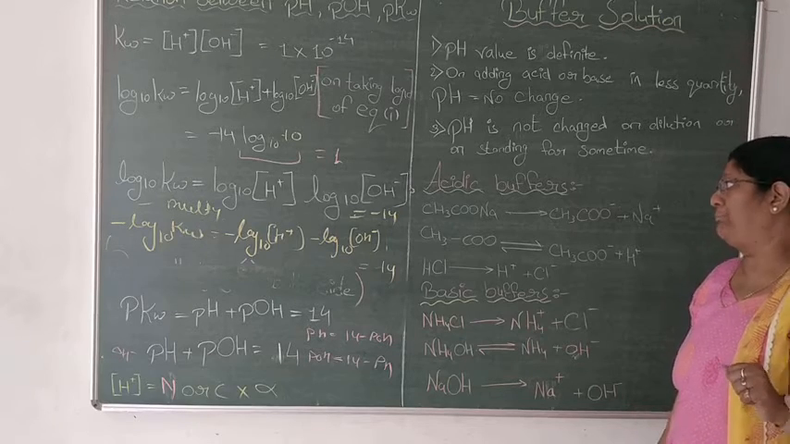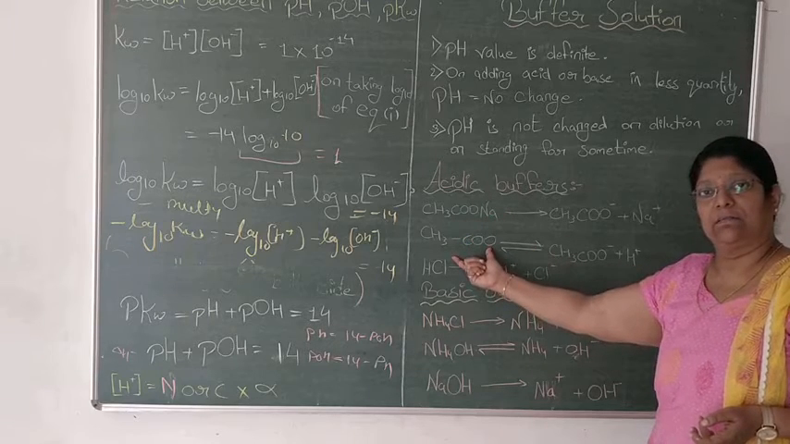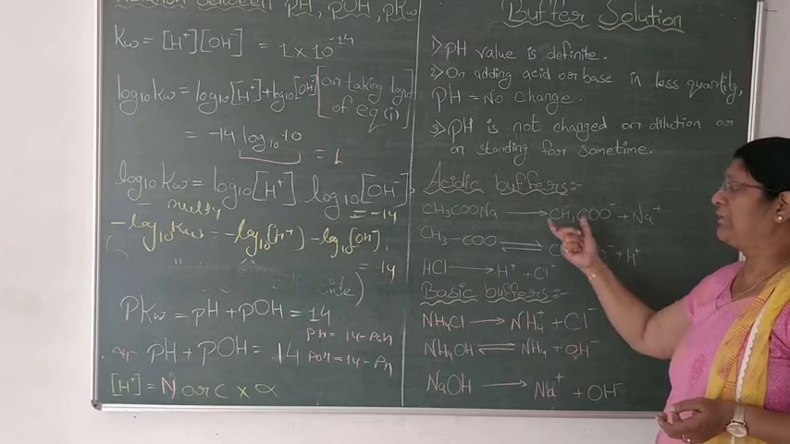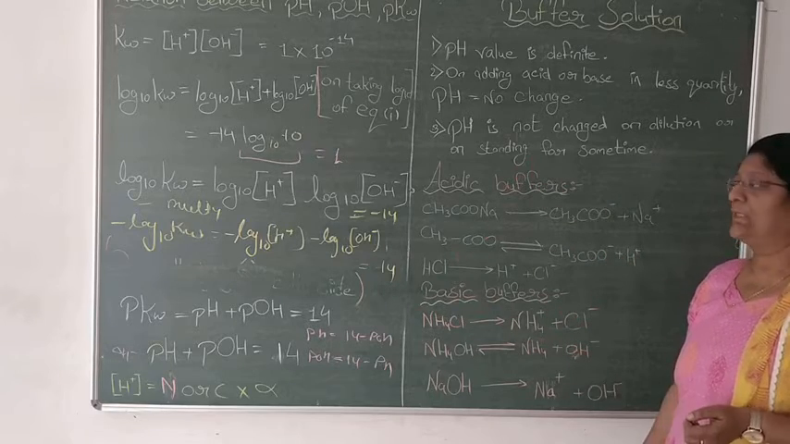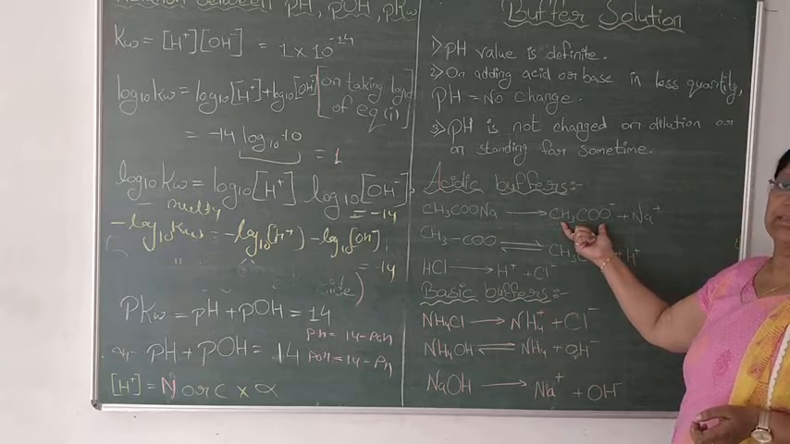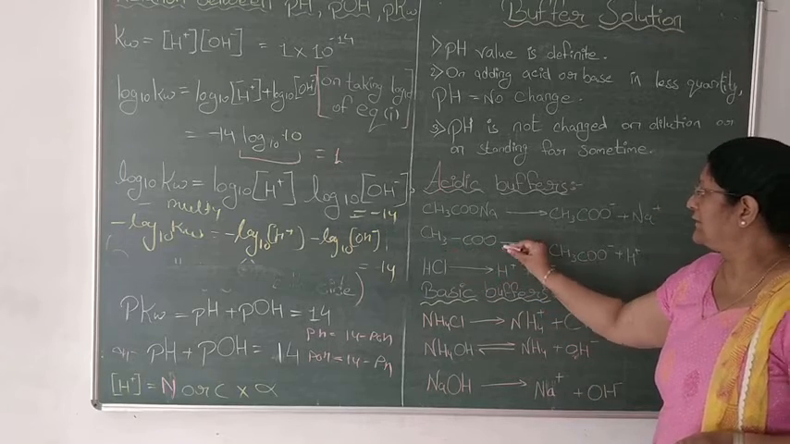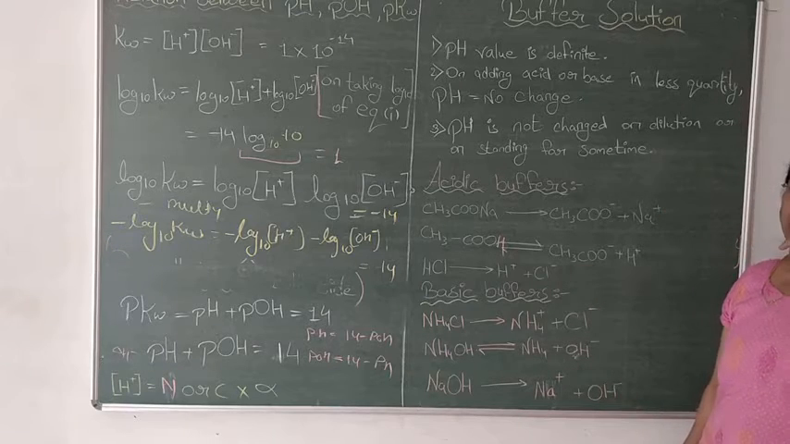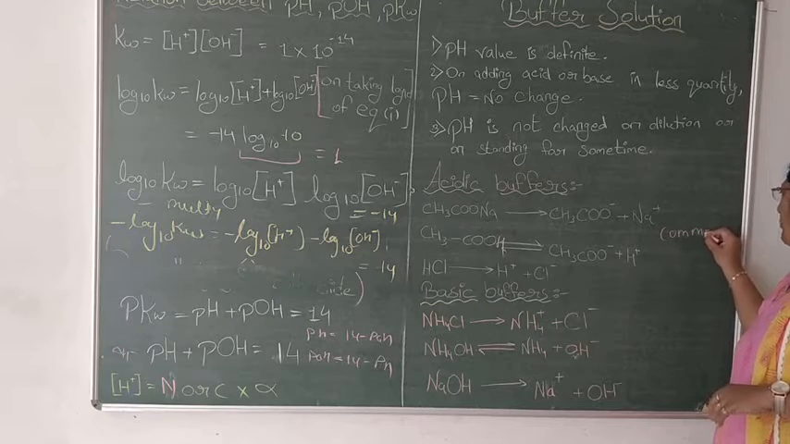Buffer solutions are of two types. What is a buffer? A salt of a weak acid together with its weak acid, their dissociation will form a buffer solution, acidic buffer and basic buffer. In the case of acidic buffer, we take a salt of a weak acid, that is sodium acetate, having CH3COO negative ion and Na positive ion. Then we take a weak acid, that is CH3COOH, which will form CH3COO negative and H positive ion. Now we will apply the common ion effect.